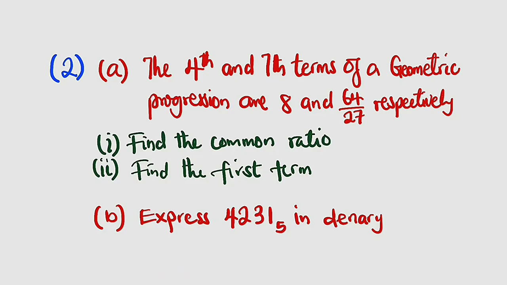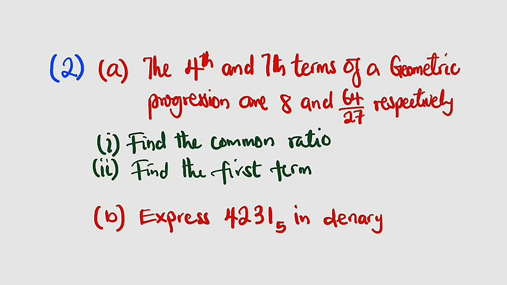Here is question number 2 of NECO 2024 Mathematics Examination Theory questions. The A part of question number 2 reads: The fourth and the seventh terms of a geometric progression are 8 and 64 divided by 27 respectively. Roman 1, we are asked to find the common ratio. And Roman 2, we are asked to find the first term.